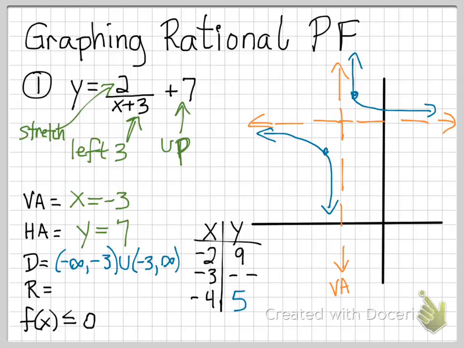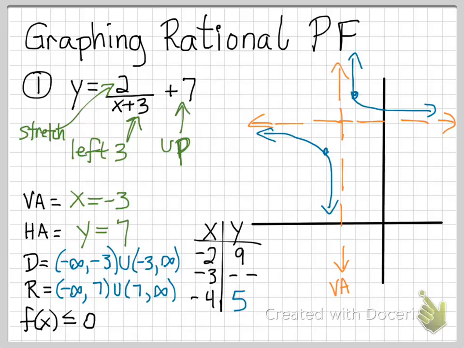Now let's look at the range. The range is going to stop at our horizontal asymptote. So we go -infinity up to 7. We do a union and we start up at 7 and go to +infinity. Again, both of those get parentheses.